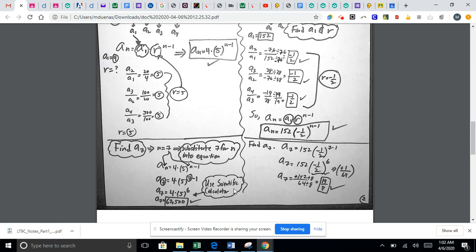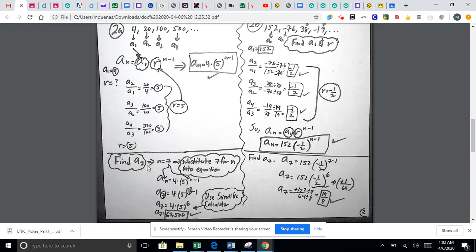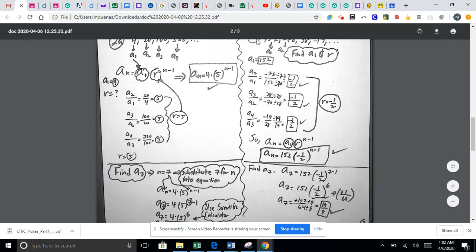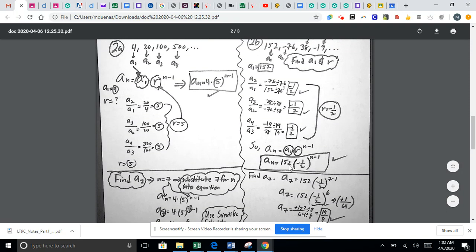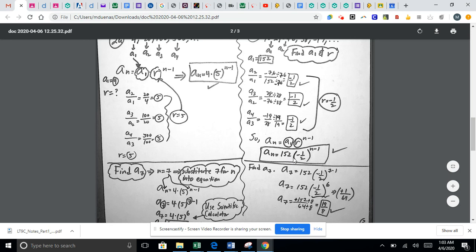Okay. All right. So now that we did 2a, we found a sub 7. We're going to go ahead and come back to 2b and do the same thing, but with the rule that we just found. So for 2b, we found the rule as 152 times the quantity of negative 1/2 to the n minus 1. So in this case, we're finding a sub 7. So a sub 7 means that n is 7. So we're going to substitute 7 there, and we're going to substitute 7 here as well. So notice I already substituted them here. And then, just like we did with the last one, we're going to simplify the exponents here first. That gives us 7 minus 1 is 6 again.